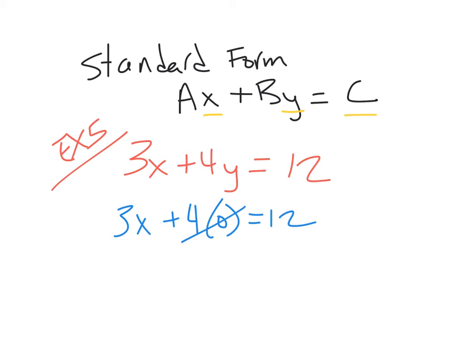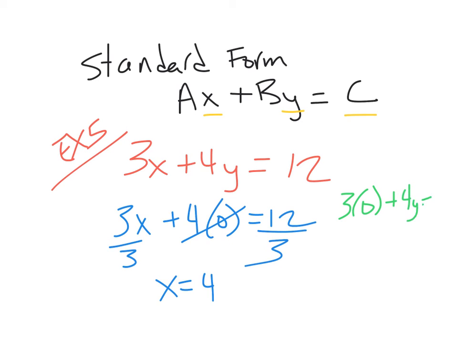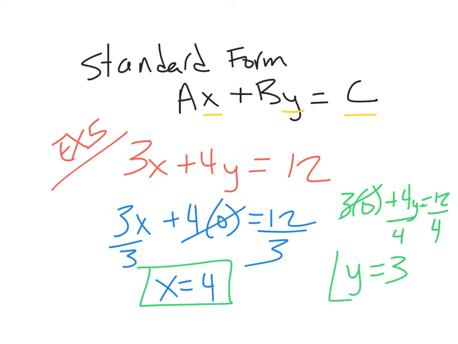So that cancels. Divide by 3. So I get x equals 4. So my x-intercept is 4. Now do it again, solving for y. I put a 0 where the x is. So that cancels. Divide by 4. I get y equals 3. So it's going to cross the x line at 4 and the y line at 3.